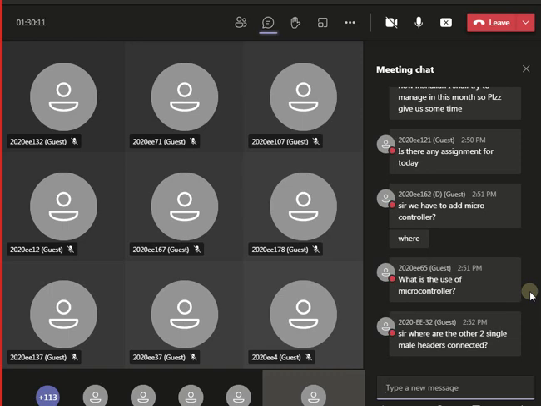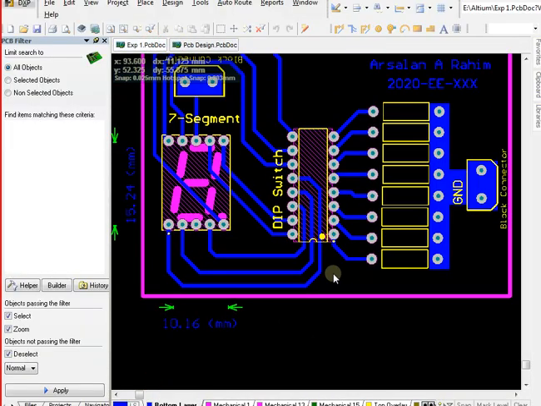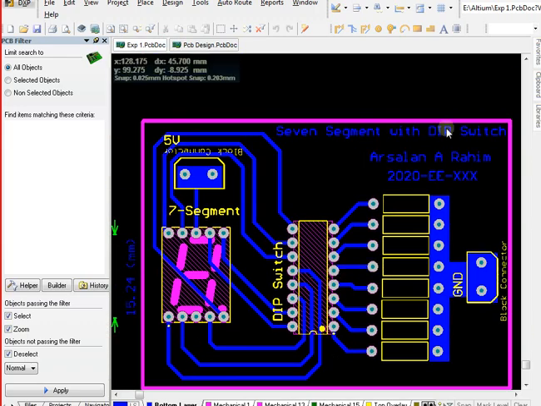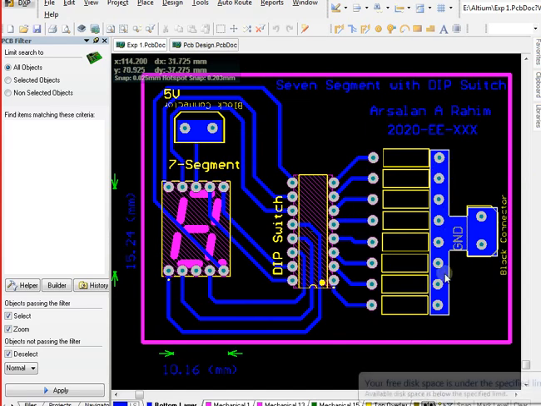Okay, let me just go on. This is the file. The last experiment was this one. If Bilal is not answering the question, I will. Now you can see over here, I have done this fill area. I hope everyone can see this one. This fill area actually carries a large amount of current.